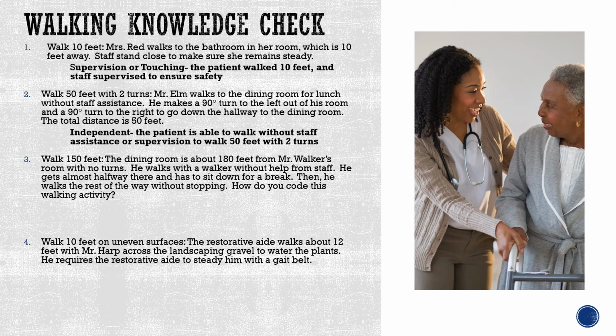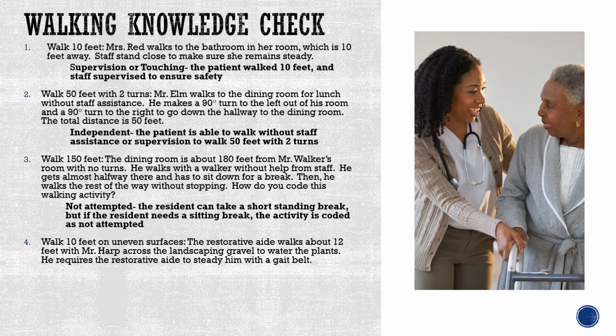Walk 150 feet. The dining room is about 180 feet from Mr. Walker's room with no turns. He walks with a walker without help from staff. He gets almost halfway there and has to sit down for a break. Then he walks the rest of the way without stopping. How do you code this walking activity? This is coded as not attempted.